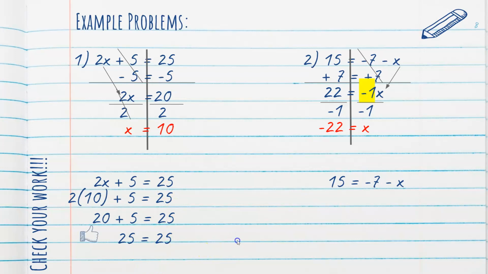Over here, you plug in negative 22. What happens with this double negative right here? Turns both of them into a positive. Notice the negative 7 stays the same. It's just those 2 next to each other. Turns positive. And negative 7 plus 22 equals 15. So, we've done that one correctly also.